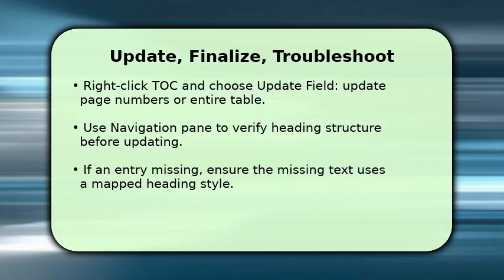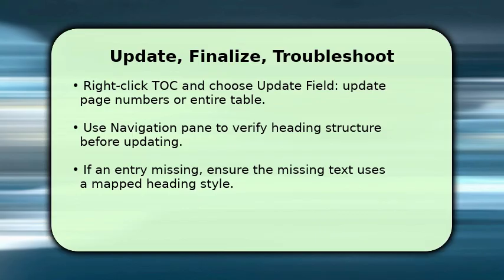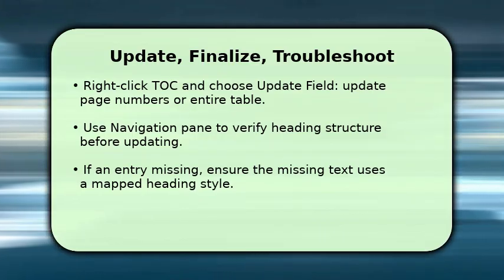If an entry is missing, make sure that text actually uses a built-in or mapped heading style and not manual formatting. Quick troubleshoot: if numbering or levels look wrong, reapply the correct heading and rebuild the TOC with Update Field to refresh links and pages.